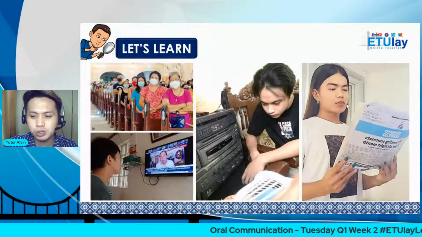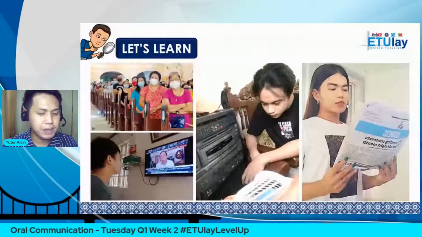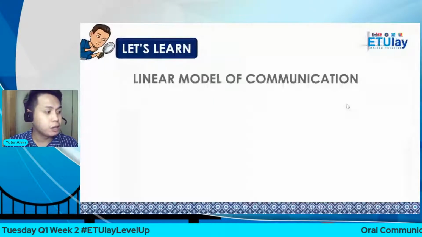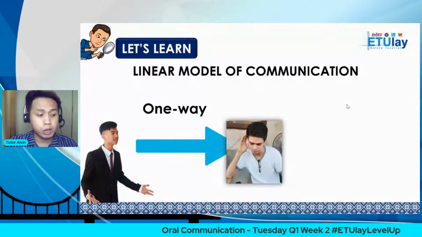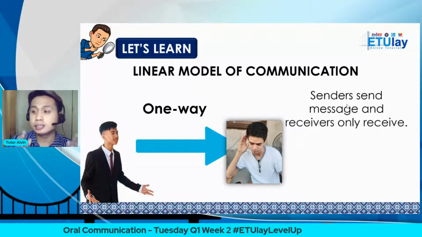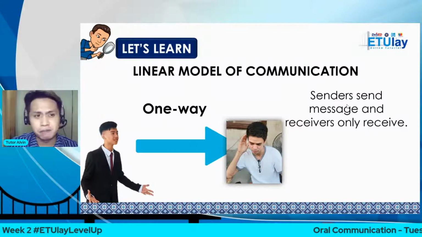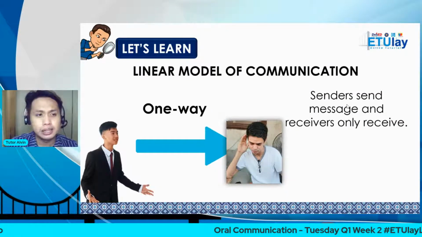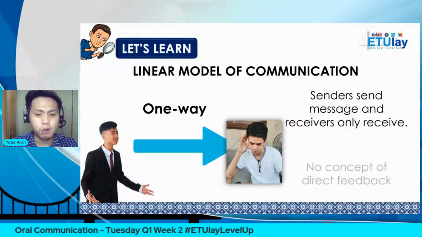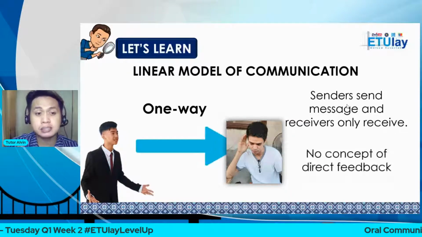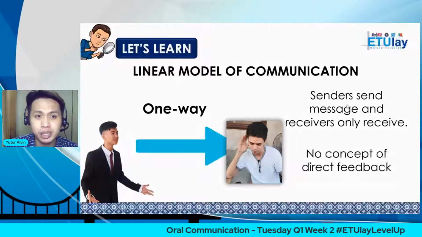Definitely not. So in these situations the receiver cannot give direct feedback because in the linear model we follow the one-way process. In this model, the sender only sends, the receivers only receive, and that's the end of the story. No switch of roles. Why? Because here, there is no concept of direct feedback, making it one way. And this is the linear model of communication.